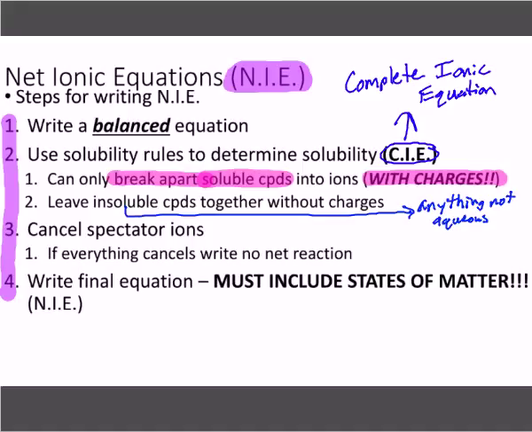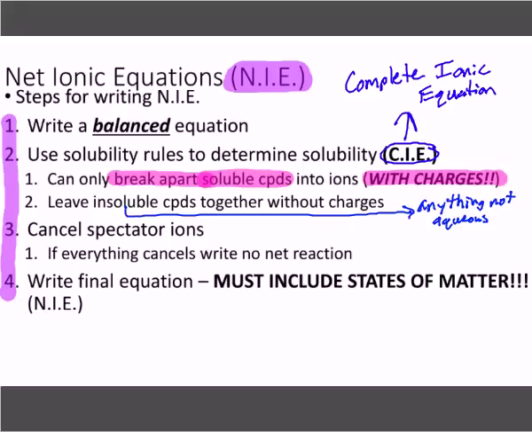But anyway, folks, spectators, they're just sitting there, not doing anything. They're not down there in the action. They're not the players. Okay? What we're interested in, though, in net ionic equations, are the ones that are active, the ones that are actually reacting together to form something new. Okay? So we're going to cancel out spectator ions.